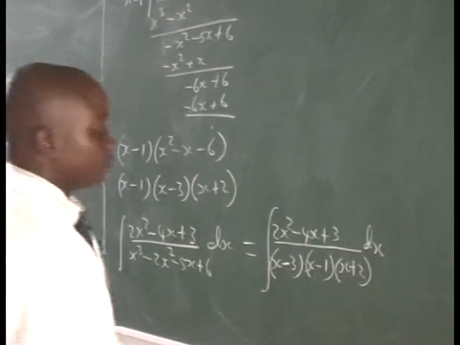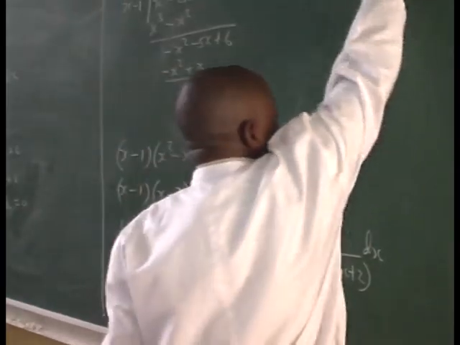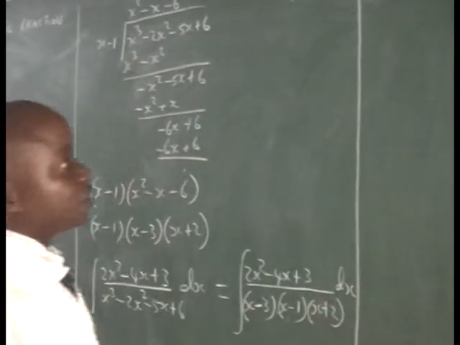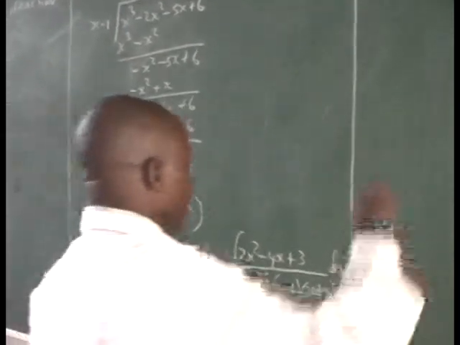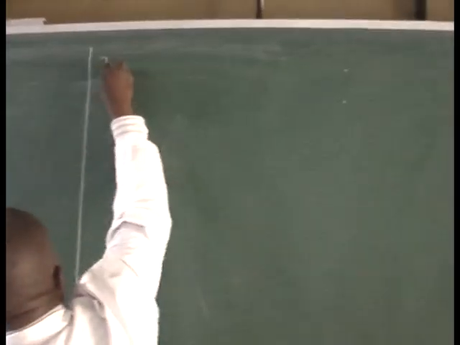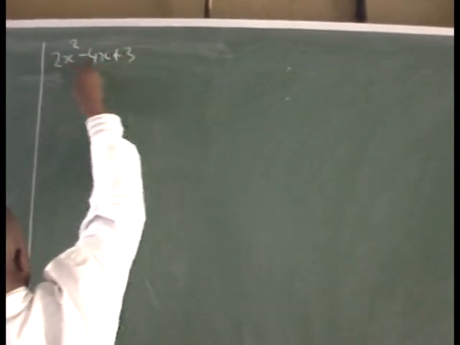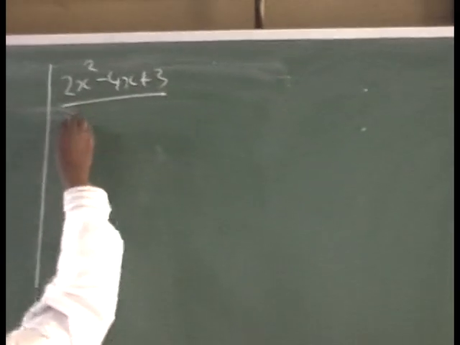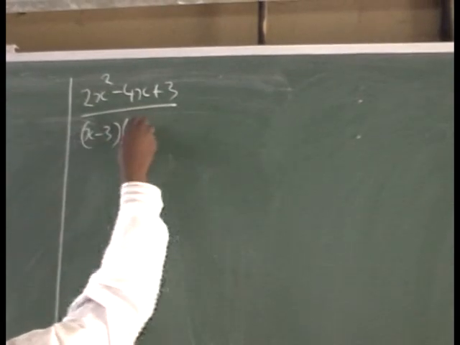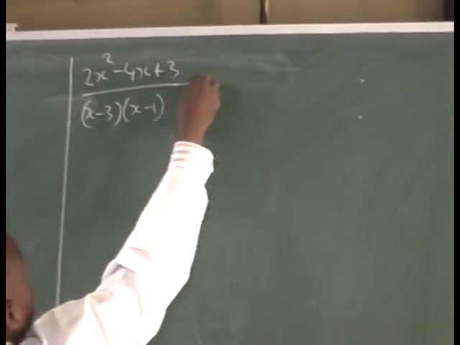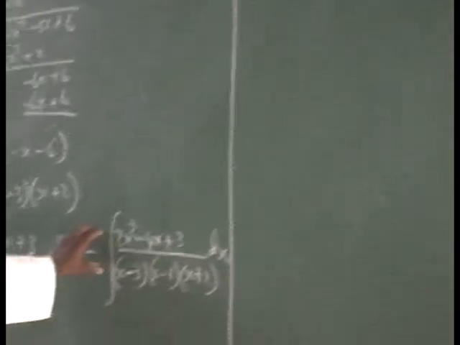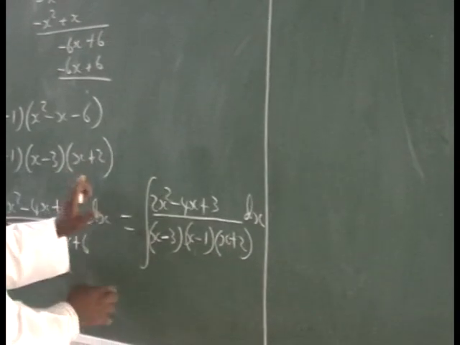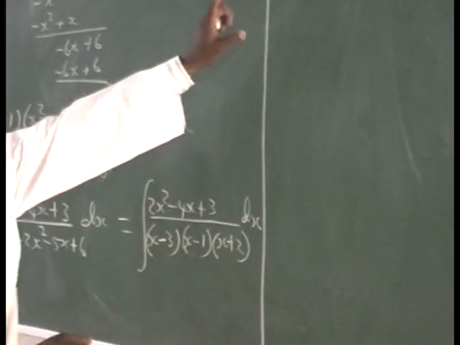So that we can take the partial fraction relatively. Alright, so if we have this, we can now find the partial fraction of this, which we know will be 2x squared minus 4x plus 3 all over x minus 3, x minus 1, then we have x plus 2. You see, we have kept the integral sign. We keep the integral sign first. We deal with the partial fraction.